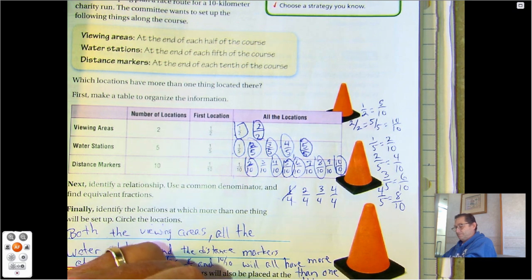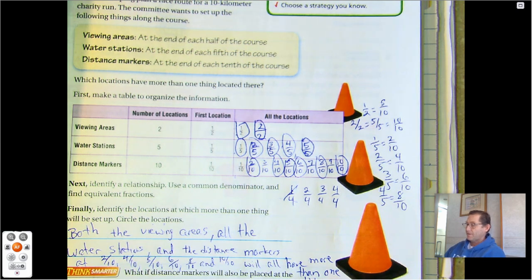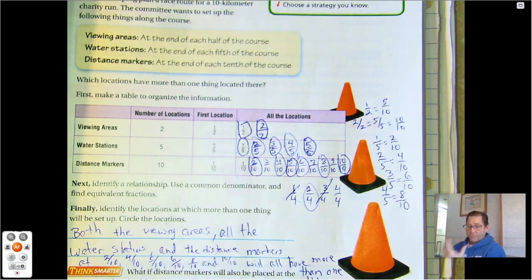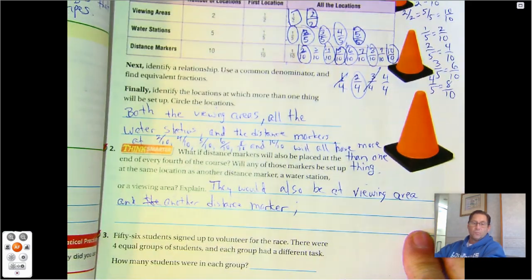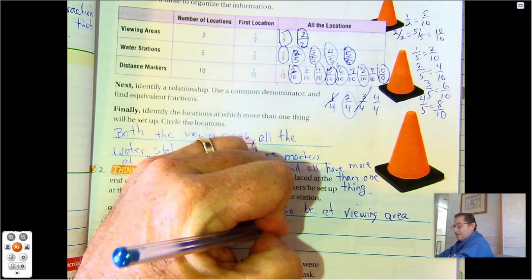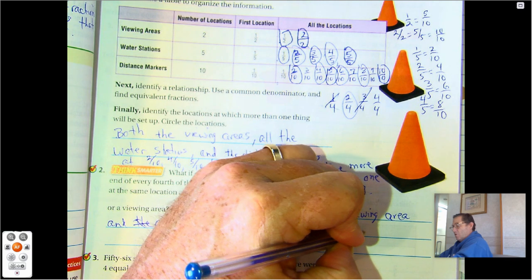All right, how about 3/4? If I multiply 3/4 by 2, I get 6/8. Well, there's no eighths on my table. If I multiply 3/4 by 3, I'd get 9/12. So no, the 3/4 doesn't match anything, but 4/4 does, right? 4/4 is equal to 1. So it would be at the viewing area and another distance marker at 2/4, and all three at 4/4.